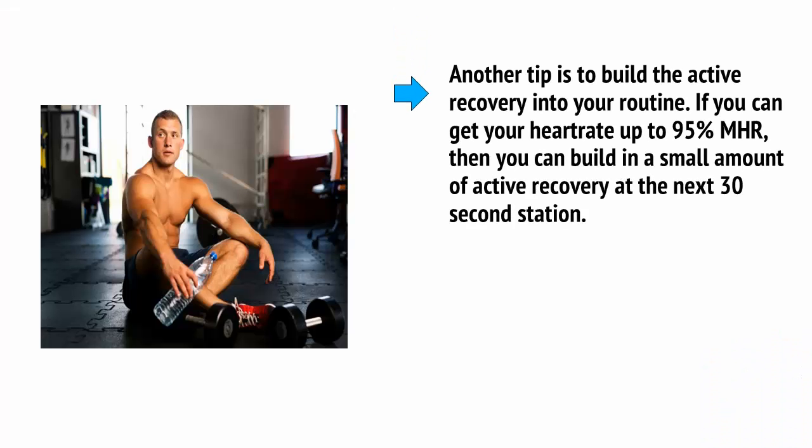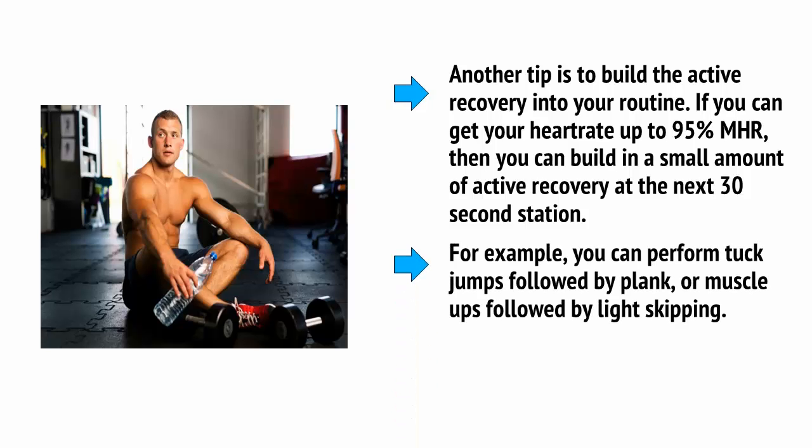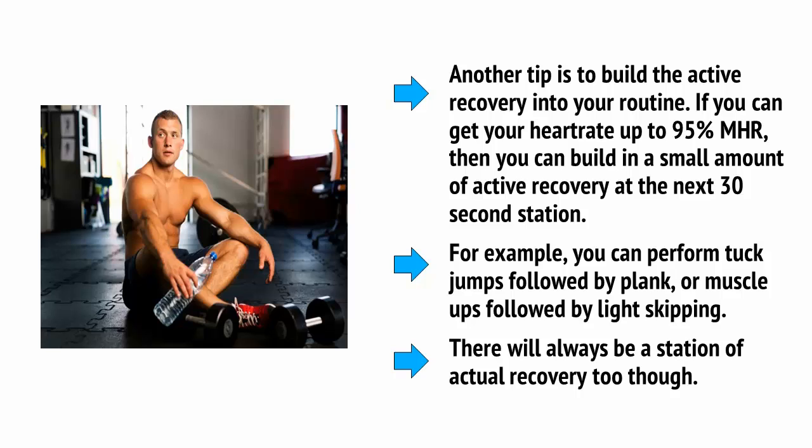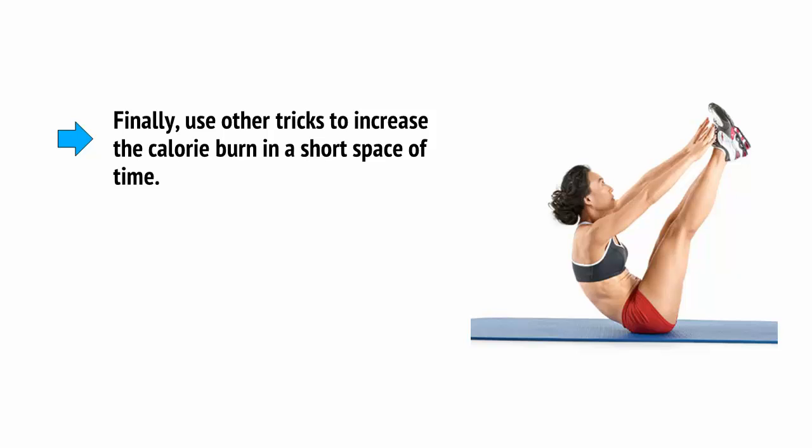Another tip is to build the active recovery into your routine. If you can get your heart rate up to 95% MHR, then you can build in a small amount of active recovery at the next 30-second station. For example, you can perform tuck jumps followed by plank, or muscle-ups followed by light skipping. There will always be a station of actual recovery too, though. Finally, use other tricks to increase the calorie burn in a short space of time.